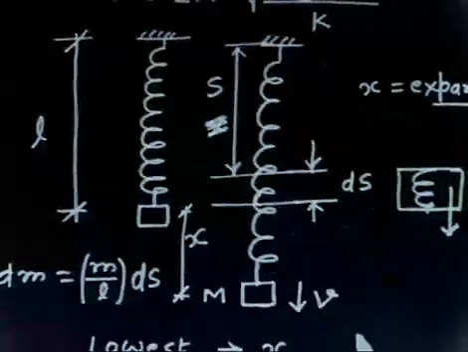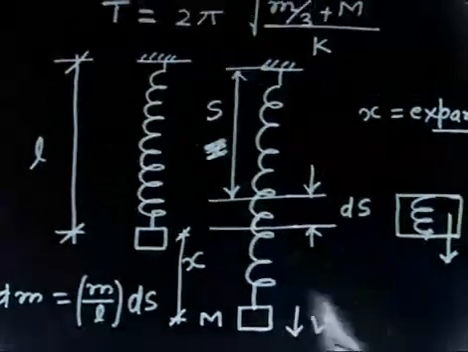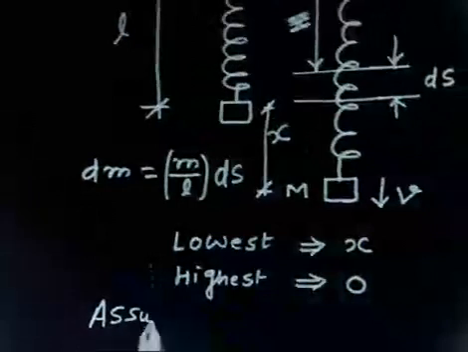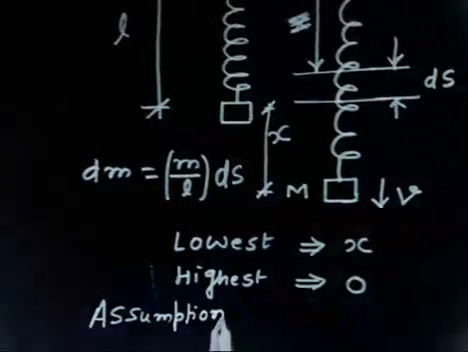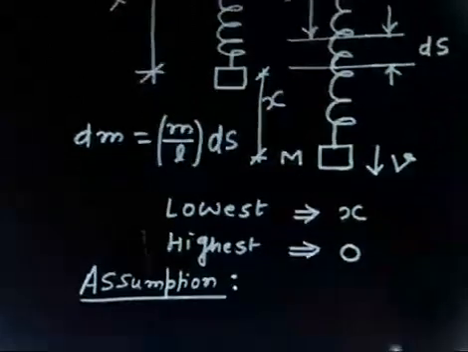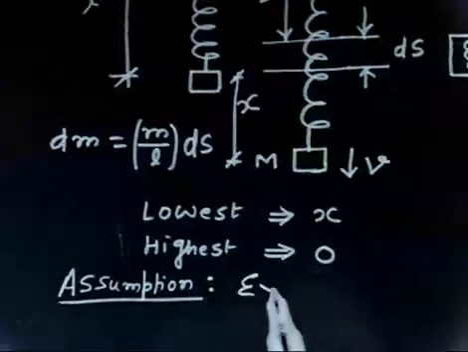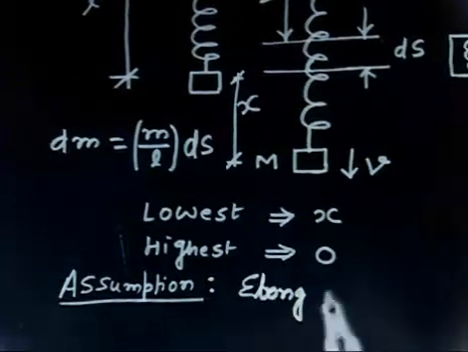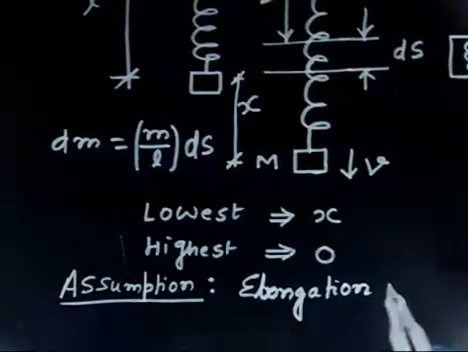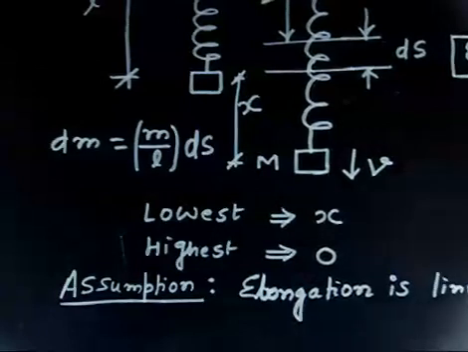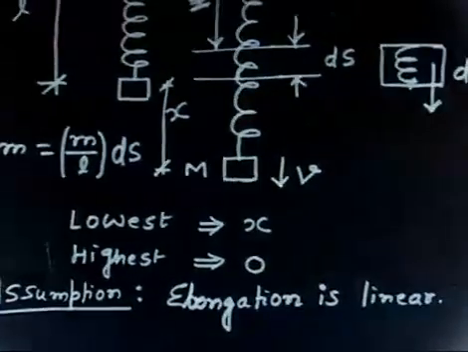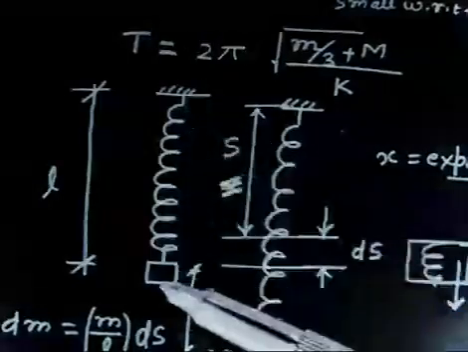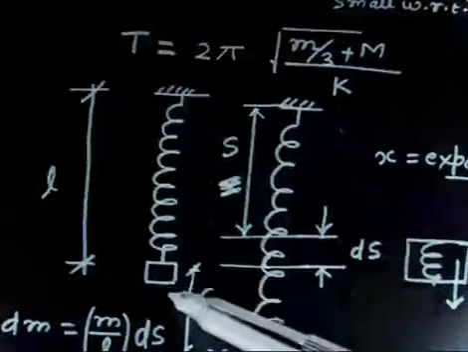Basically it's linear. So let us assume the expansion of the spring is linear. I am making an assumption: the elongation is linear. This means if the length of the spring is L, then at this point the expansion is x.